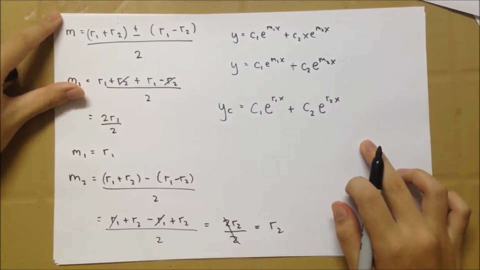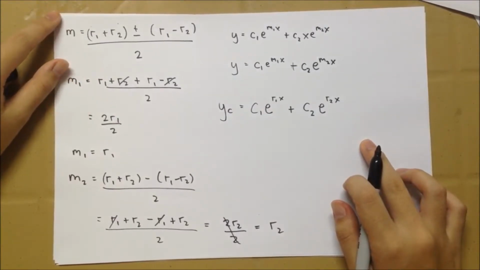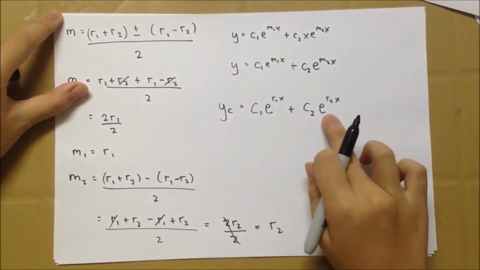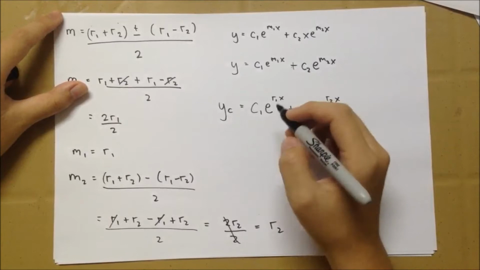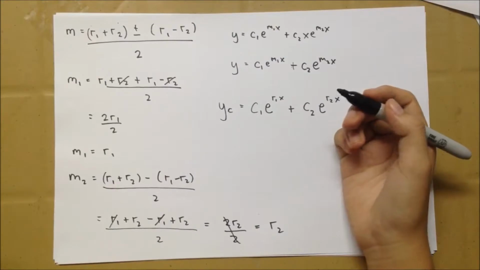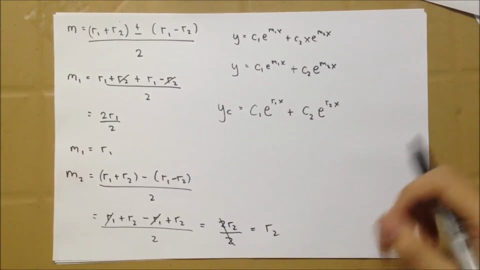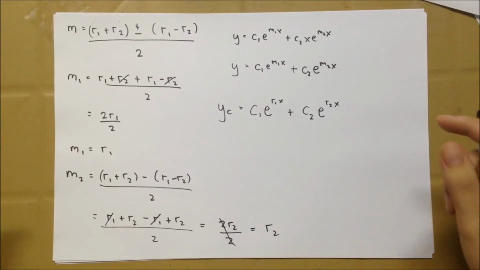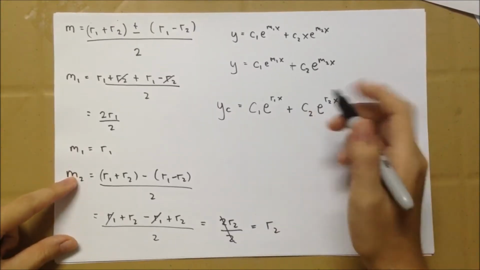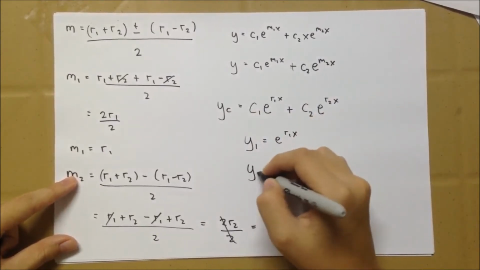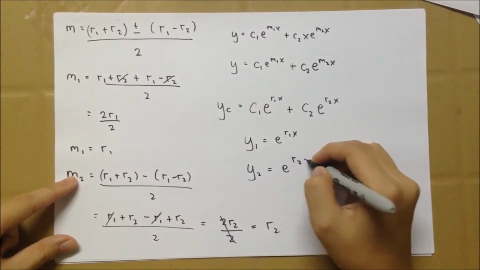Now, for the variation of parameters, we will get our y1 and y2 from here. This one will be y1 and this one will be y2. The values of our y1 and y2 will always be derived from the general solution of our homogeneous equation. So we have to solve the homogeneous equation first in order to get y1 and y2. For this case, our y1 is equal to e to the r1x, and our y2 is equal to e to the r2x.